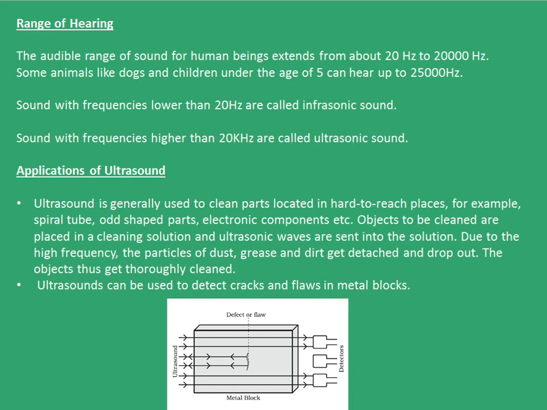Moving forward, let's see range of hearing. The audible range of sound for human beings extends from about 20 Hz to 20,000 Hz. Some animals like dogs and children under the age of 5 can hear up to somewhere around 25,000 Hz.